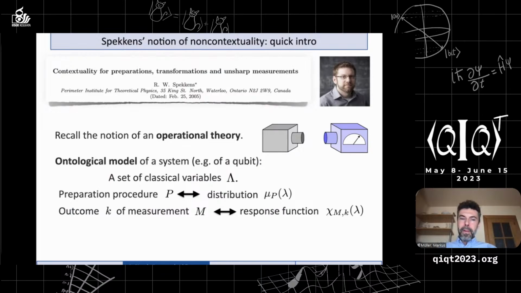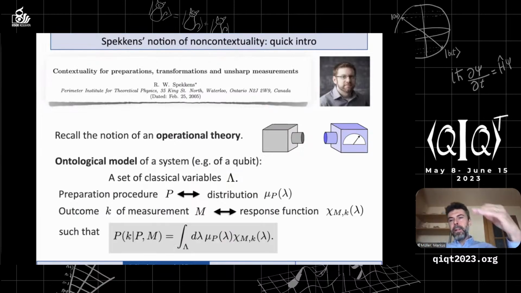When I observe an outcome K of some measurement M, what this means is that I've actually implemented some response function within classical statistics that picks one of the outcomes with some probability. And the probabilities that I see in my experiment are just given by the usual classical rule of computing probabilities. So you average over the preparation probabilities with your response function.